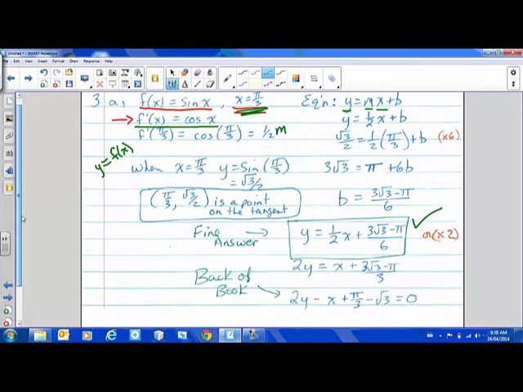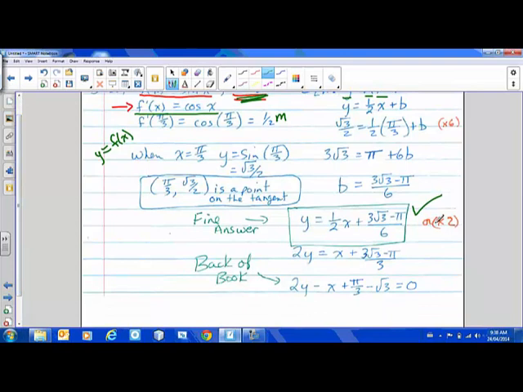But if you're looking to figure out why the answer in the back of the book looks different, they've essentially multiplied by 2 from this and rearranged it. So 2y, 2 times 1/2 x is just x. 2 times this divided by 6 is this divided by 3. And then we can simplify that section: 3 root 3 over 3 and pi over 3. 3 root 3 over 3 obviously is just root 3. And then it gets subtracted to the other side over here. Negative pi over 3 becomes positive pi over 3 when it's added to the other side.